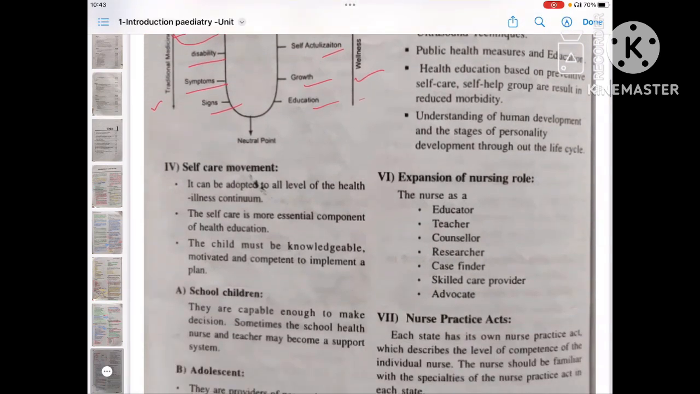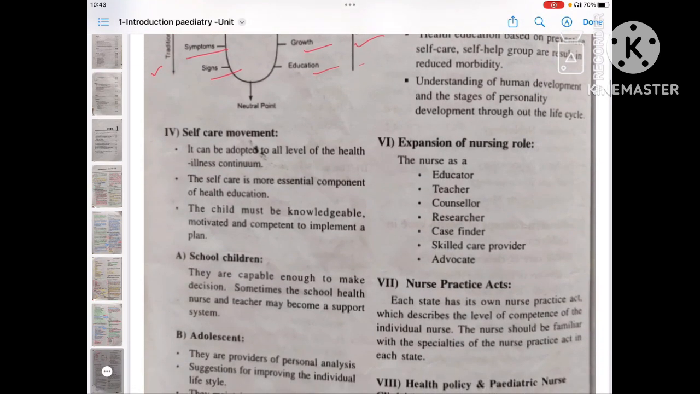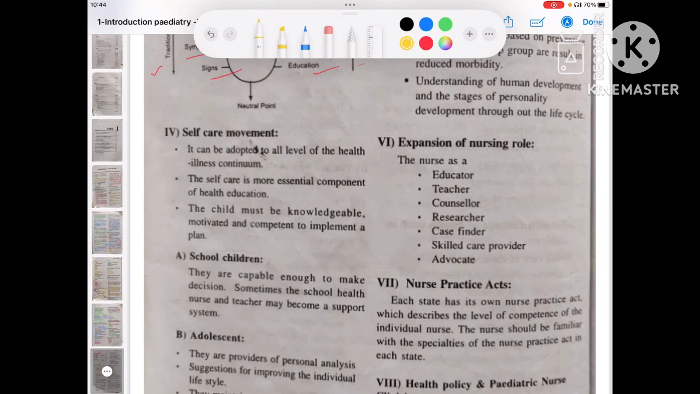And the fourth one is the self-care movement, which comes under the modern concept. Self-care movement means it can be adopted at all levels of the health illness continuum. So it comes under the health illness continuum. Self-care is a more essential component of health education.